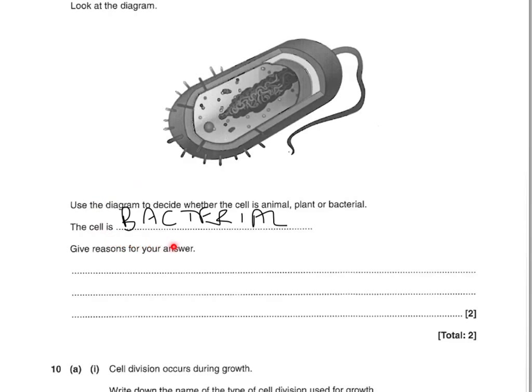Firstly, you get a mark for saying that the cell is a bacterial cell. And then you can say that it has no nucleus, or the animal and plant cells have a nucleus. But if you just put it has no nucleus, you get the second mark. Or you can say it has a flagellum, or you could say it has a tail. That would be enough. You could also say that it has circular DNA or a single chromosome. So 1 mark for bacterial and 1 mark for either no nucleus or it has a flagellum.